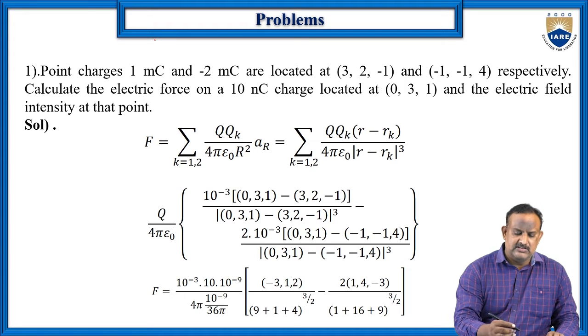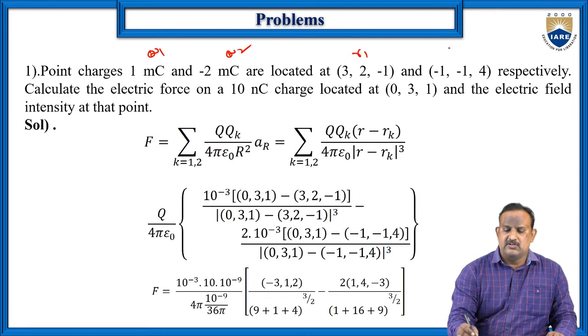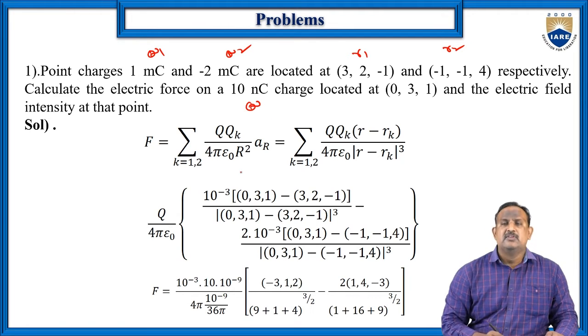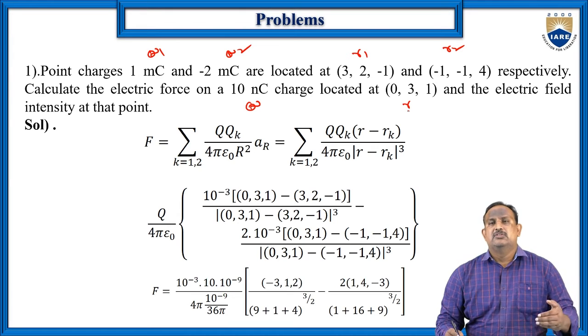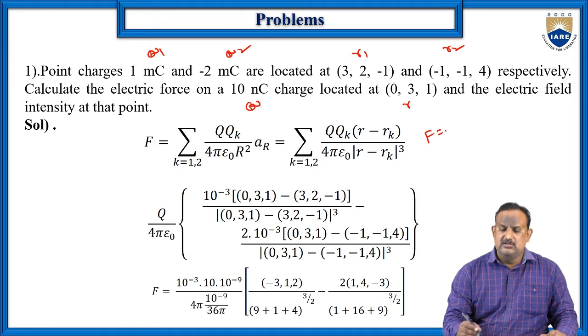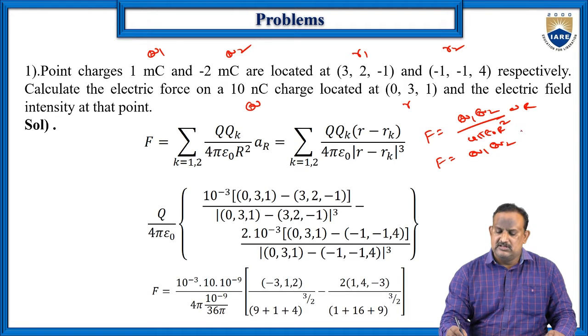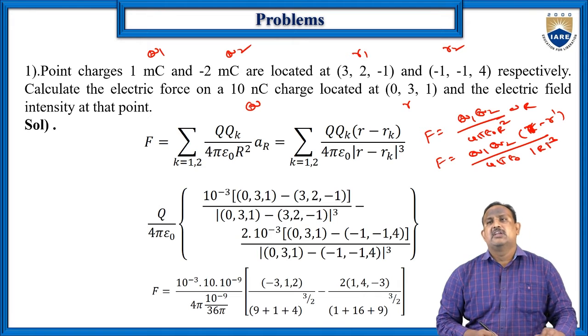So here the point charges are given as Q1 and Q2, located at distances R1 and R2, and we need to find the force on a point charge Q of 10 nanocoulombs, placed at a distance R. Now the formula for force, according to Coulomb's law, is F equal to Q1 Q2 by 4 pi epsilon naught R square into AR, where AR is a unit vector, which can be expressed as F equal to Q1 Q2 into (R minus R dash) by 4 pi epsilon naught into mod R cube, where R minus R dash is a vector.